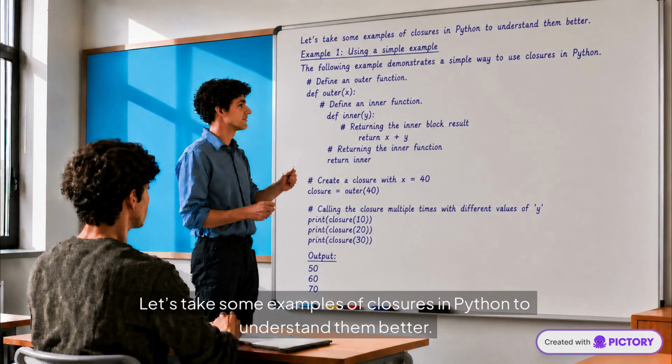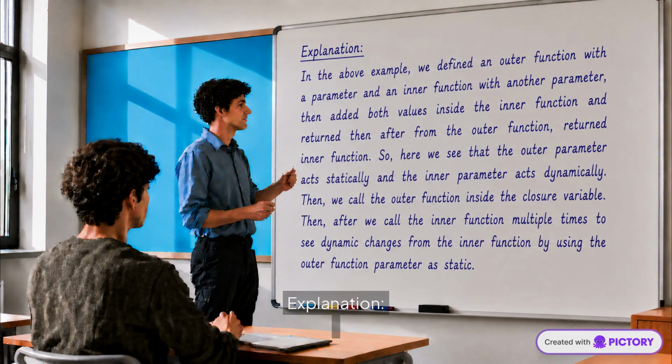# Create a closure with x equals 40: closure = outer(40). # Calling the closure multiple times with different values of y: print(closure(10)), print(closure(20)), print(closure(30)). Output: 50, 60, 70.